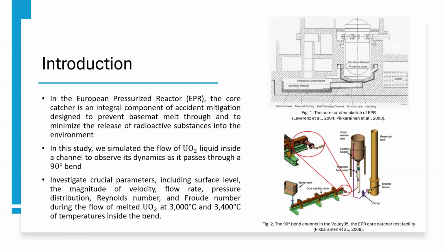And this paper investigates crucial parameters including surface level, the magnitude of velocity, flow rate, pressure distribution, Reynolds number, and Froude number during the flow of melted uranium dioxide at 3000 degrees C and 3400 degrees C of temperature inside the band.